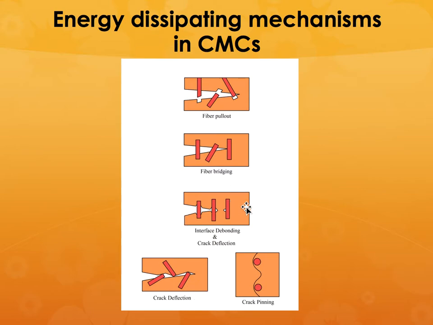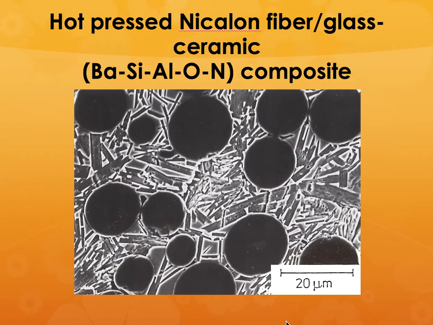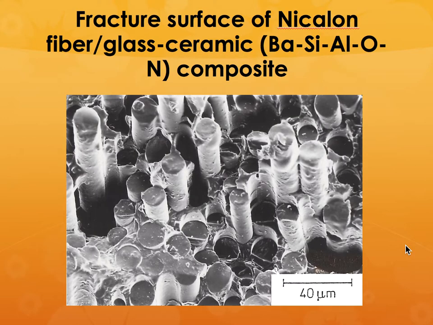Now, the most energy is dissipated in the interface debonding and crack deflection mechanism. You can also have the standard crack pinning and deflection mechanism in ceramic composites. So this one shows you a cross section of a hot pressed nickel on fiber glass ceramic. It's a Sialon composite, silicon aluminum oxynitride type of composite. And you can have different mechanisms for energy dissipation in these materials.